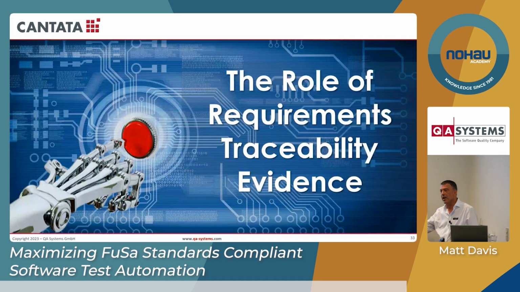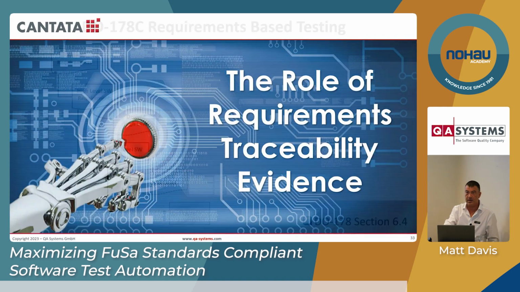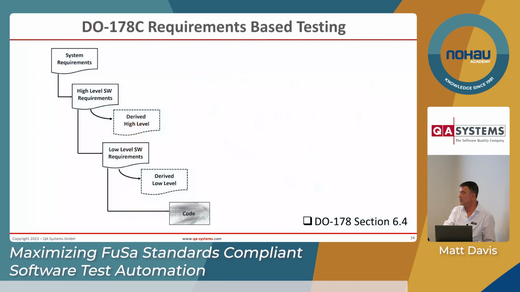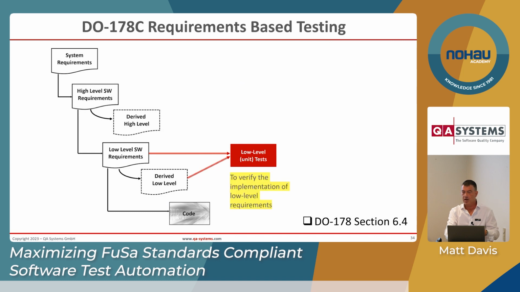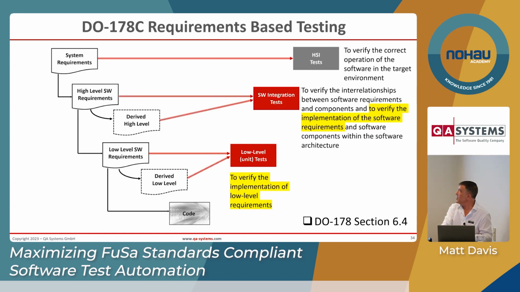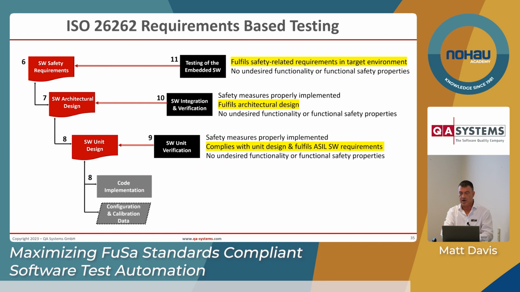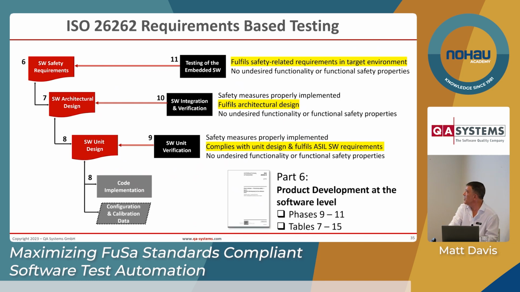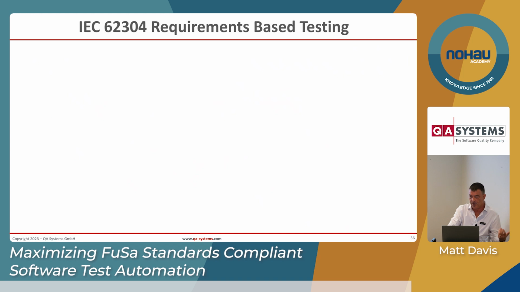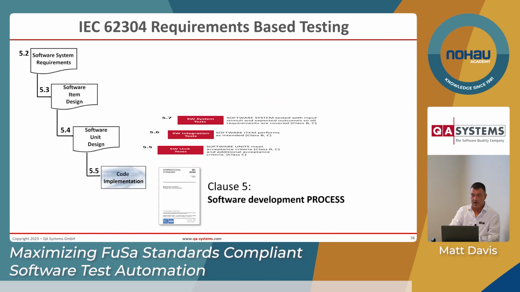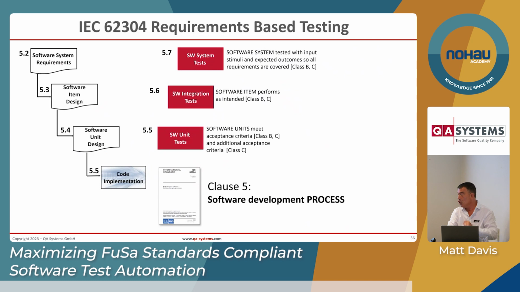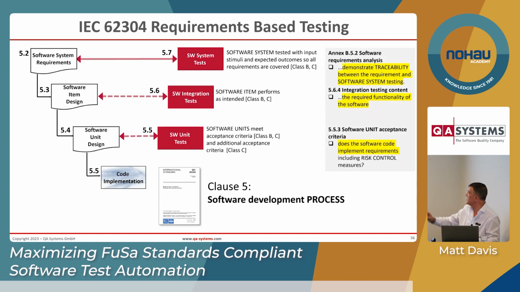So, the code tests need to help you understand, is this doing what it should do? This is where the requirements come in. All of the major standards require requirements traceability, okay? Just as a highlight, this one is from DO-178C, the avionics application, verifying implementation of software low-level requirements. This is 26262, complies with the unit design and fulfills the ASIL software requirements, or architectural design at integration testing, and so on. This is 62304, the medical one, a little bit more vague at this top level, yeah, but in the details, the criteria, does the software implement requirements, etc.